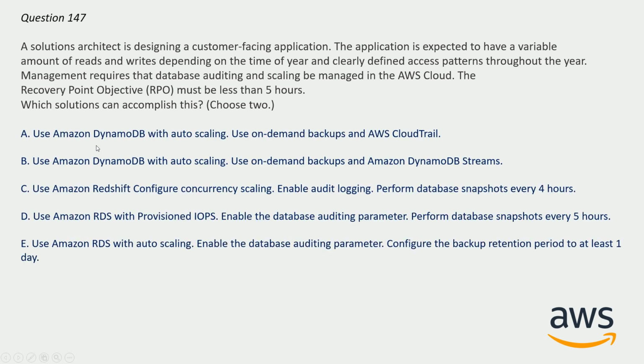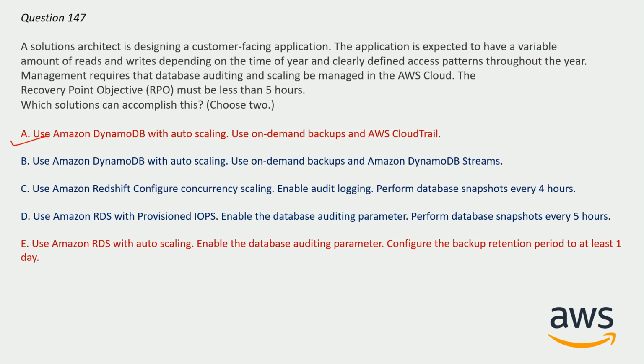And the correct answer here will be option A and option E. Use Amazon DynamoDB with auto scaling. Use on-demand backup and AWS CloudTrail. And option E, use Amazon RDS with auto scaling, enable database auditing parameter, configure the backup retention to at least 1 day. And here option A is correct because it is scalable with backup and AWS managed auditing.